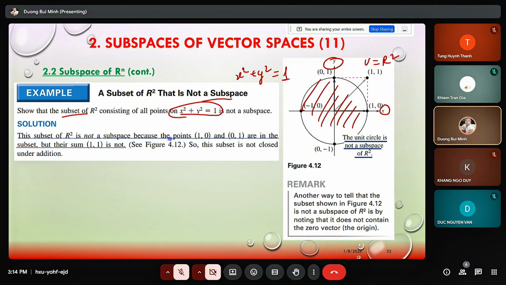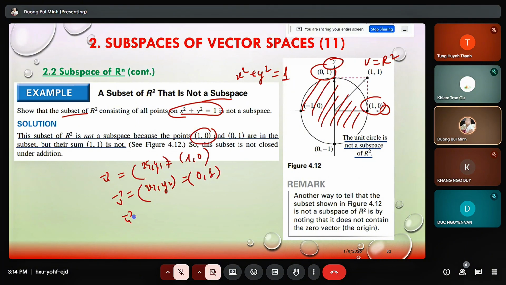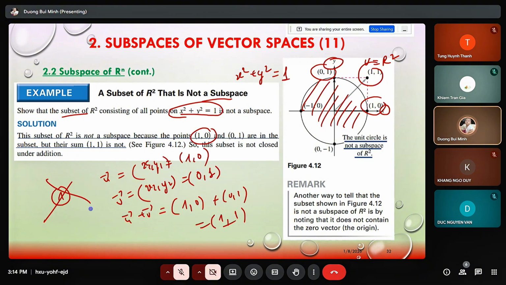Why? Because if we just pick two points, 1, 0 and 0, 1. So x1, y1 is 1, 0 and x2, y2 is 0, 1. Say this one is vector u, here is vector v. When we take u plus v, 1, 0 plus 0, 1, you get 1, 1. The resulting vector is outside of the circle, so SM1 is not satisfied.